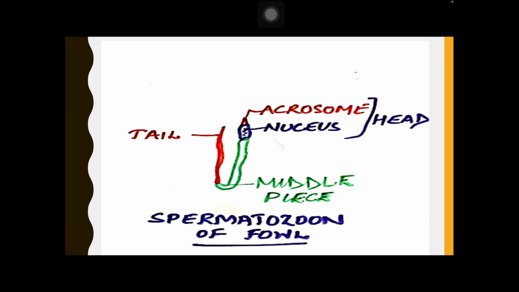Now we will discuss the spermatozoon of a fowl. The spermatozoon of fowl is a long filamentous structure which is about 50 micrometers in length, and it consists of three parts, that is head, middle piece and tail. The head consists of a pointed acrosome and a cylindrical nucleus, while the middle piece is long, thick and cylindrical, which is followed by the long cylindrical tapering tail, and there is no end piece in the spermatozoon of the fowl.